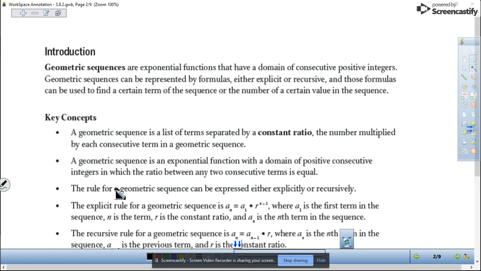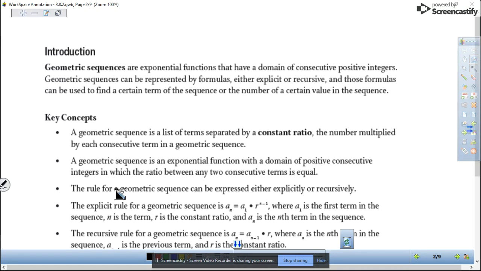All right, so for 382, we're going to continue what we were just talking about with linear functions, arithmetic sequences. We're going to apply that to geometric. Geometric sequences are exponential functions that have a domain of consecutive positive integers: 1, 2, 3, 4, 5, and so on. Which means, by the way, if you were to try to graph one of these, it would be a discrete graph, which means you're just going to have the dots. You're just going to plot points.